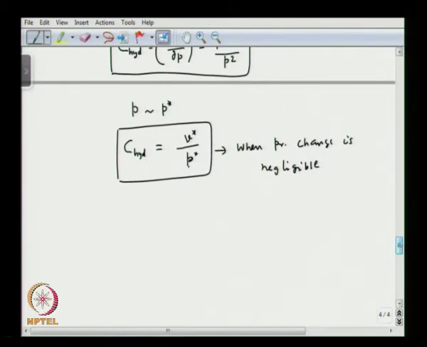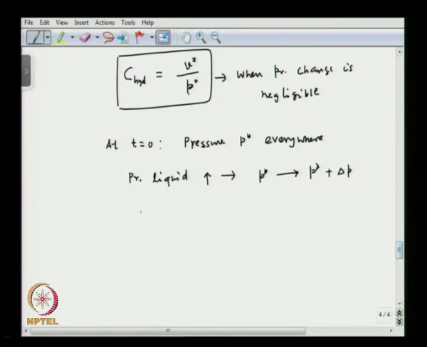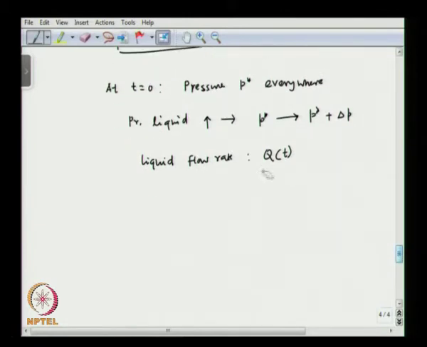Right. So, at time t equal to 0, the pressure is P star everywhere, as we told in the beginning. As the pressure of the liquid increases, the pressure will change from P star to P star plus delta P. As the pressure changes, the liquid flow rate would be Q(t), so Q will be a function of time. And this liquid flow rate would be nothing but the decrease in the gas volume.